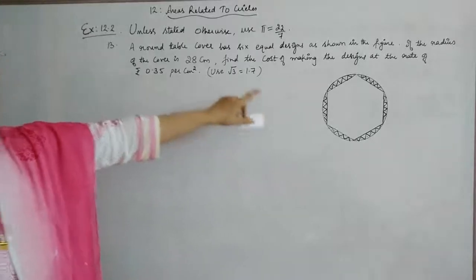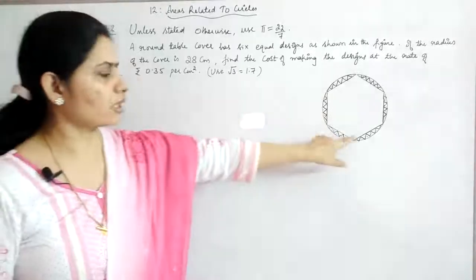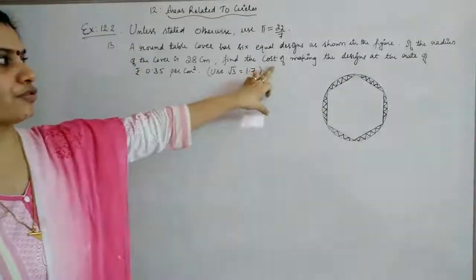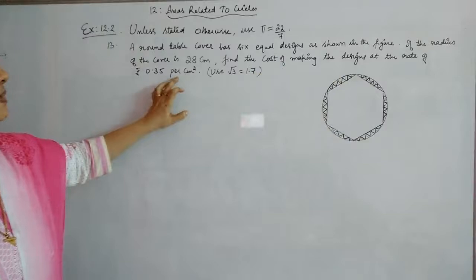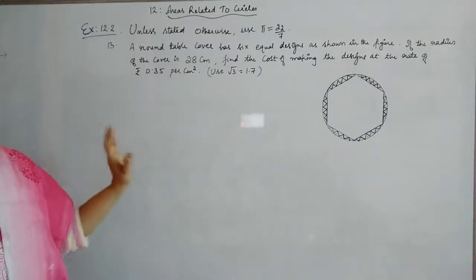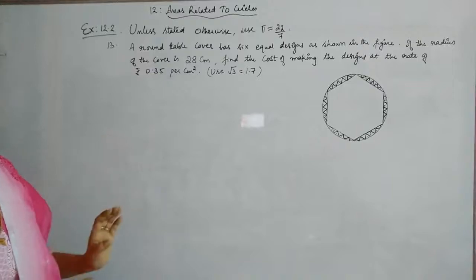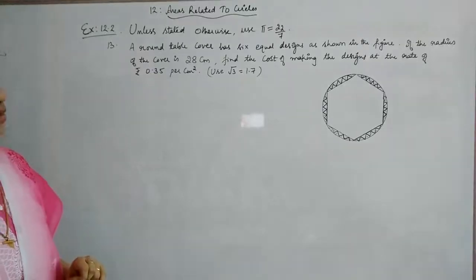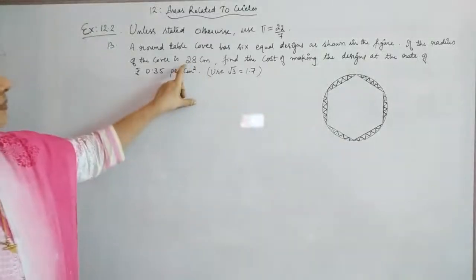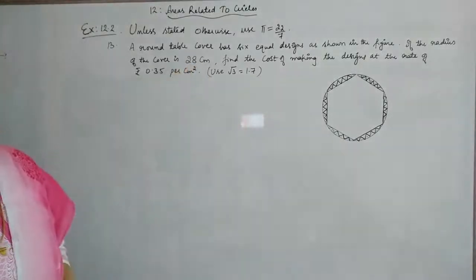Here you can see that this is what they are talking about. That is, the designs mean these 6 designs. You have to find out the cost of making the design, and the rate per centimeter square is given. So first we will find the total area. Now you can see that they are minor segments, and the radius of the cover is 28 centimeter.